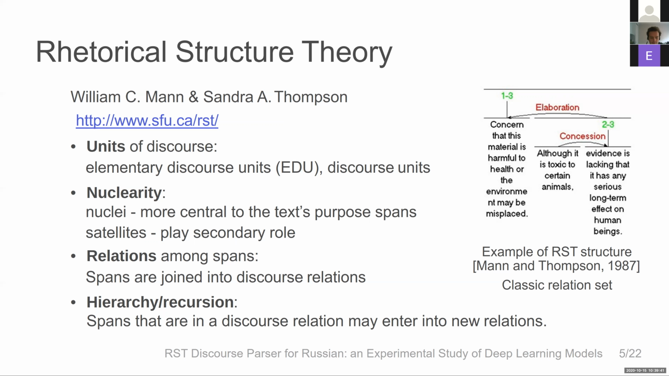In multi-nuclear relations, all discourse units are equally meaningful, and mononuclear binary relations are those where one of the spans is a satellite. In this example, you will see two mononuclear relations. The leaves of the tree are the minimal or elementary discourse units, and discourse units of different levels are combined with the same set of relations.